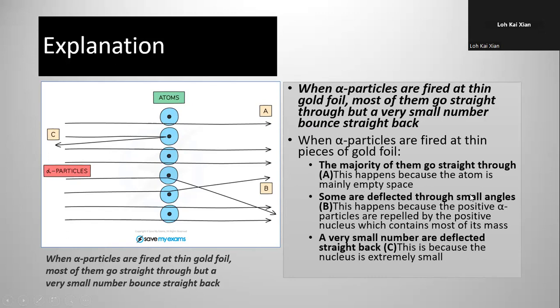Some are deflected through a small angle. This happens because the positive alpha particles are repelled by the positive nucleus, which contains most of the mass. Right? What is happening? This is alpha coming in. Remember, alpha is positively charged. The nucleus is positively charged. So depending on how close the alpha particle is to the nucleus, it will be deflected. If it's nearer, it is deflected more. If it's further, it is deflected less. Right? That's for this case there.